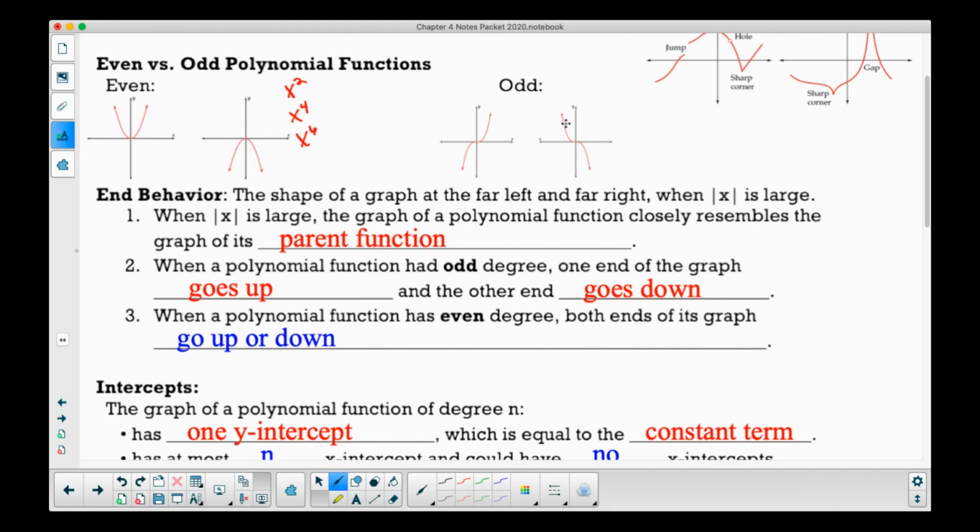If a function has odd degree, the ends of the graph, or the arrows, are going to be going in opposite directions. Examples of odd functions would be x cubed, x to the fifth, x to the seventh, x. Anything with an odd degree, where the highest power is an odd number, means that one end is going down and one end is going up. They're going in opposite directions.